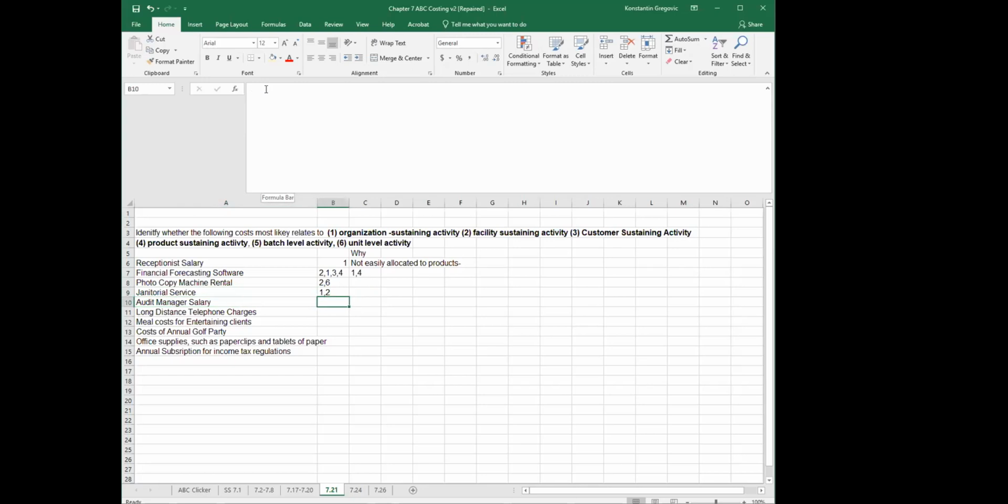Here's one, audit manager salary. What drives an audit manager's salary? Organization. Which is what? Anybody else? That's a possibility. How is an audit manager paid? By the number of audits he completes. So what number of audits completed? Which one of these activities sounds based on number of audits? Number six, good. More than likely it's six. Unit level activity, number of audits completed.